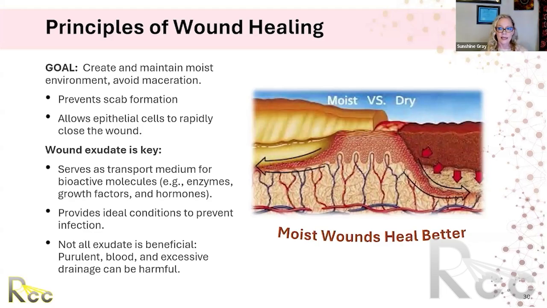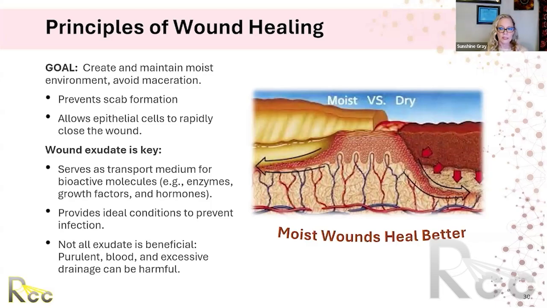So wound exudate serves as a transport medium for a variety of bioactive molecules, such as enzymes, growth factors, and hormones. And wound exudate also provides different cells of the immune system with ideal conditions to destroy invading pathogens, such as bacteria, necrotic tissue, etc. And then that protects us from infections.